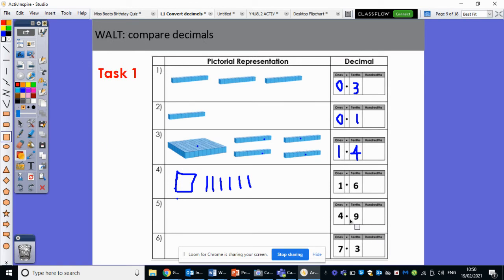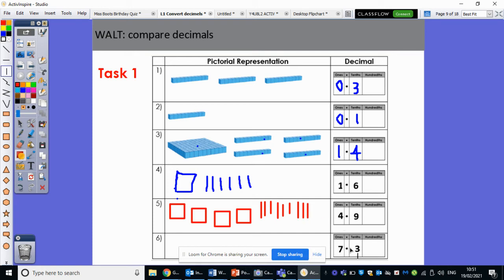For the next one, we've got how many ones? We've got 4. 1, 2, this is a better idea, 3, 4. And how many tenths do we have? We've got 9. So 1, 2, 3, 4, 5, 6, 7, 8, 9.